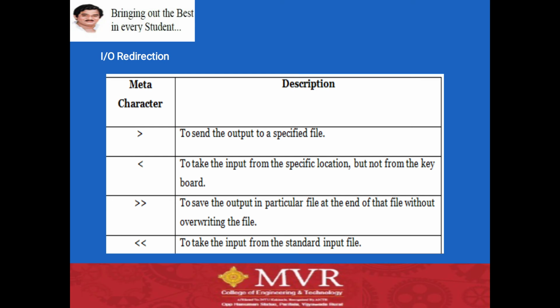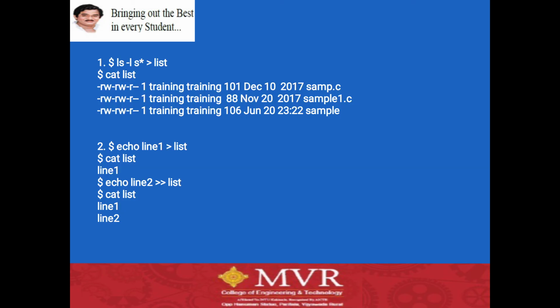And double less than, to take the input from the standard input file. So the standard input file is nothing but a script or something else. Whenever you put one or more commands in a script, you can provide those scripts as an input to a command. That also you can do. How, we will discuss. So these are all 4 IO redirection meta characters.